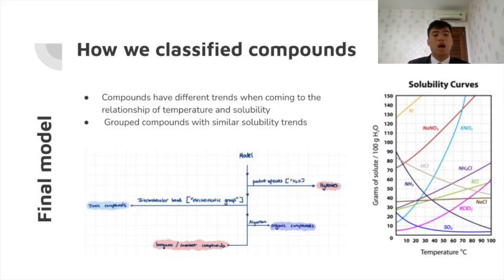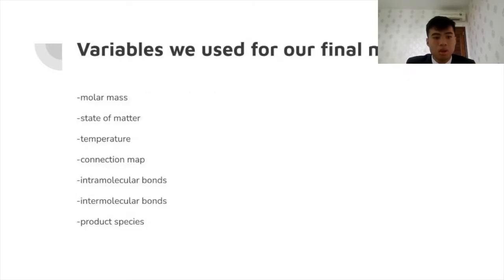So in our classification system, we can see that many compounds have different trends when it comes to the relationship of temperature and solubility. This is why we have chosen to group compounds with similar solubility trends to enhance the accuracy of the model. How we grouped it can be seen here. The variables we use for our final model: we used molar mass, the state of matter, the temperature, the connection map, intramolecular bonds and intermolecular bonds, and the product species in order to decide which classification the compound comes under.